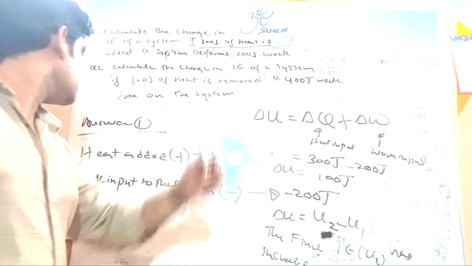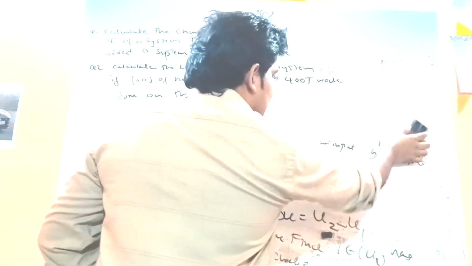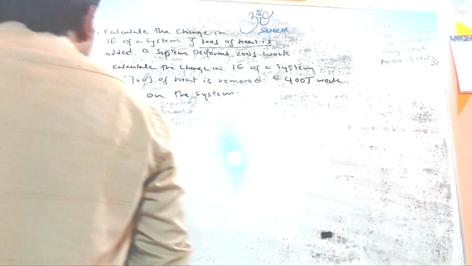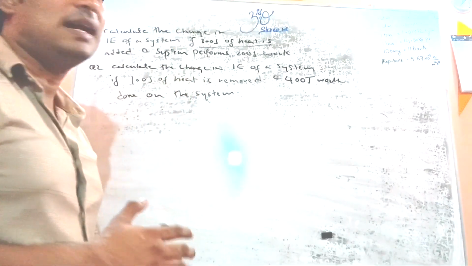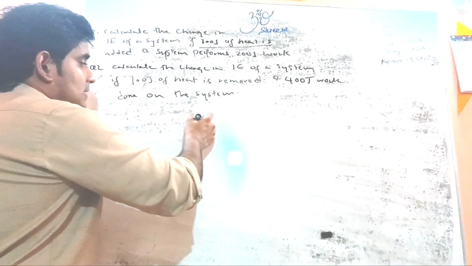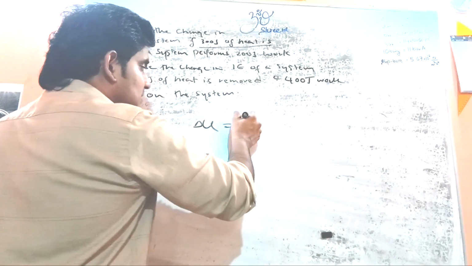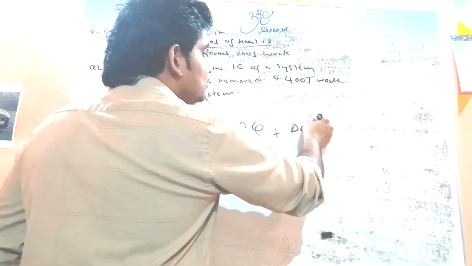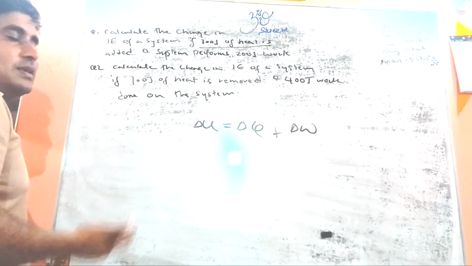So now let's go over the second problem. This is how we are going to solve this type of problem. Now, what is the equation and the format that we are going to use? I always prefer the change in internal energy delta U equals heat input to the system delta Q plus work input to the system. So that is the format. Is that clear?